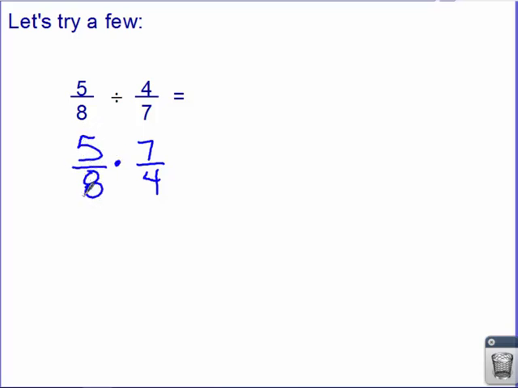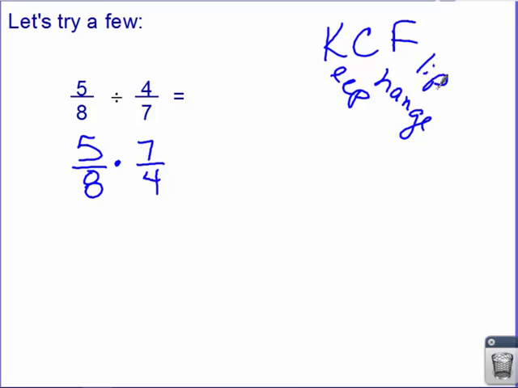Now, one of the things that you learned last year was KCF, which stood for keep, change, and flip. So keep the first number the same, change division to multiplication, and flip the second fraction. Once we have done that, we now multiply. To multiply fractions, it's top times top and bottom times bottom. And then, of course, the last step that we must do is simplify.